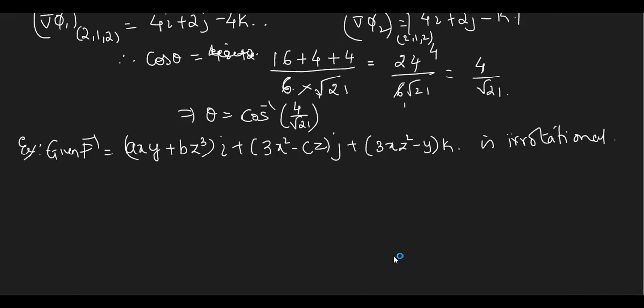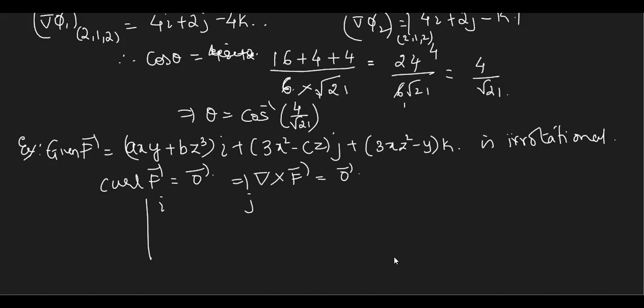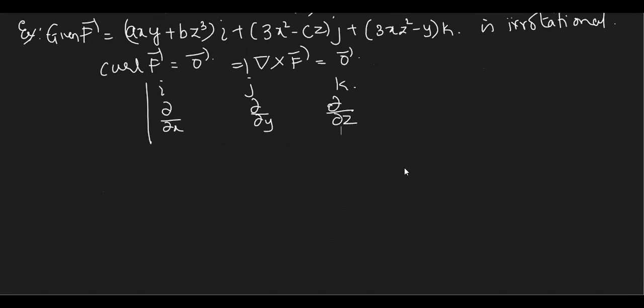Curl of F is 0. Yeah, curl is 0, don't get confused. Solenoidal means divergence is 0. Curl means del cross F is 0 already. What is del cross? i, j, k, dou by dou x, dou by dou y, dou by dou z. Am I right? Yes.